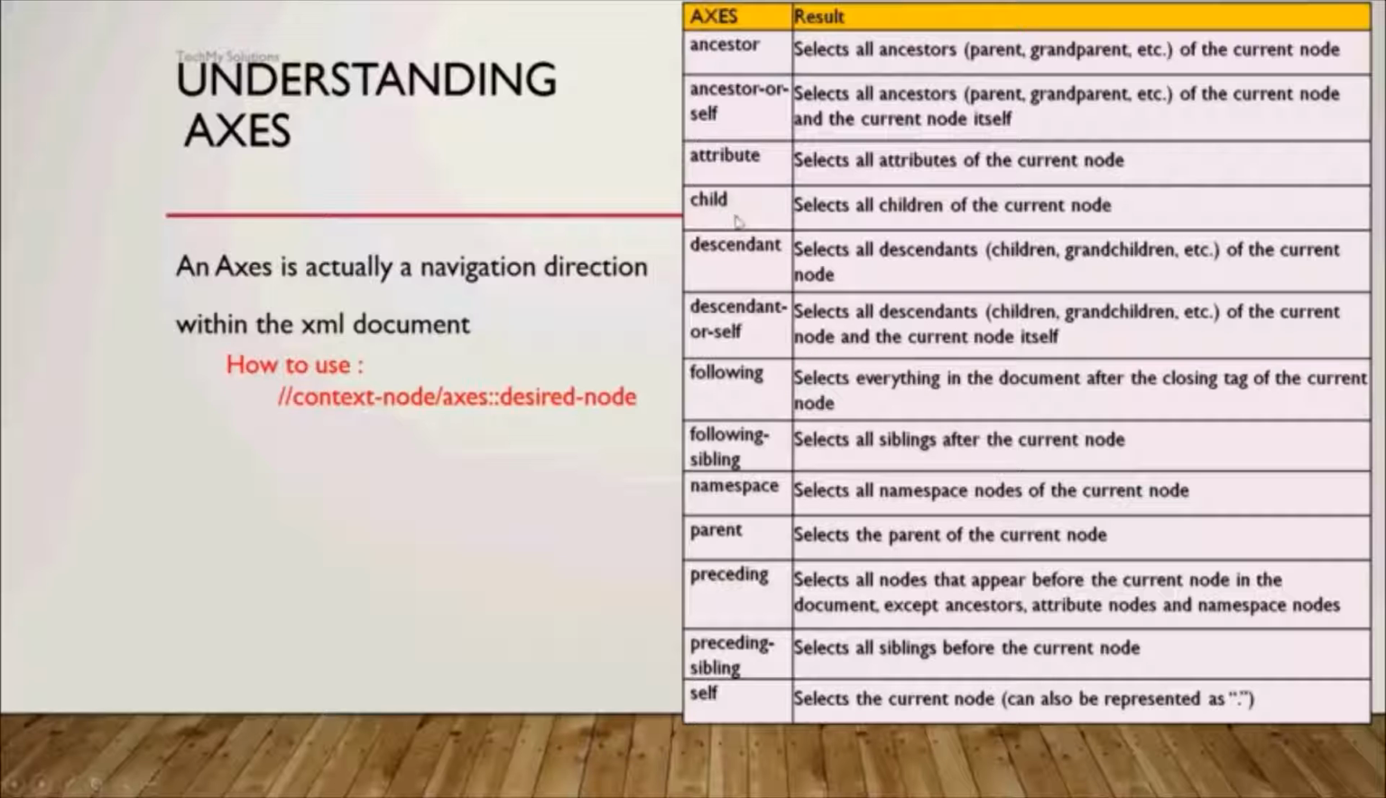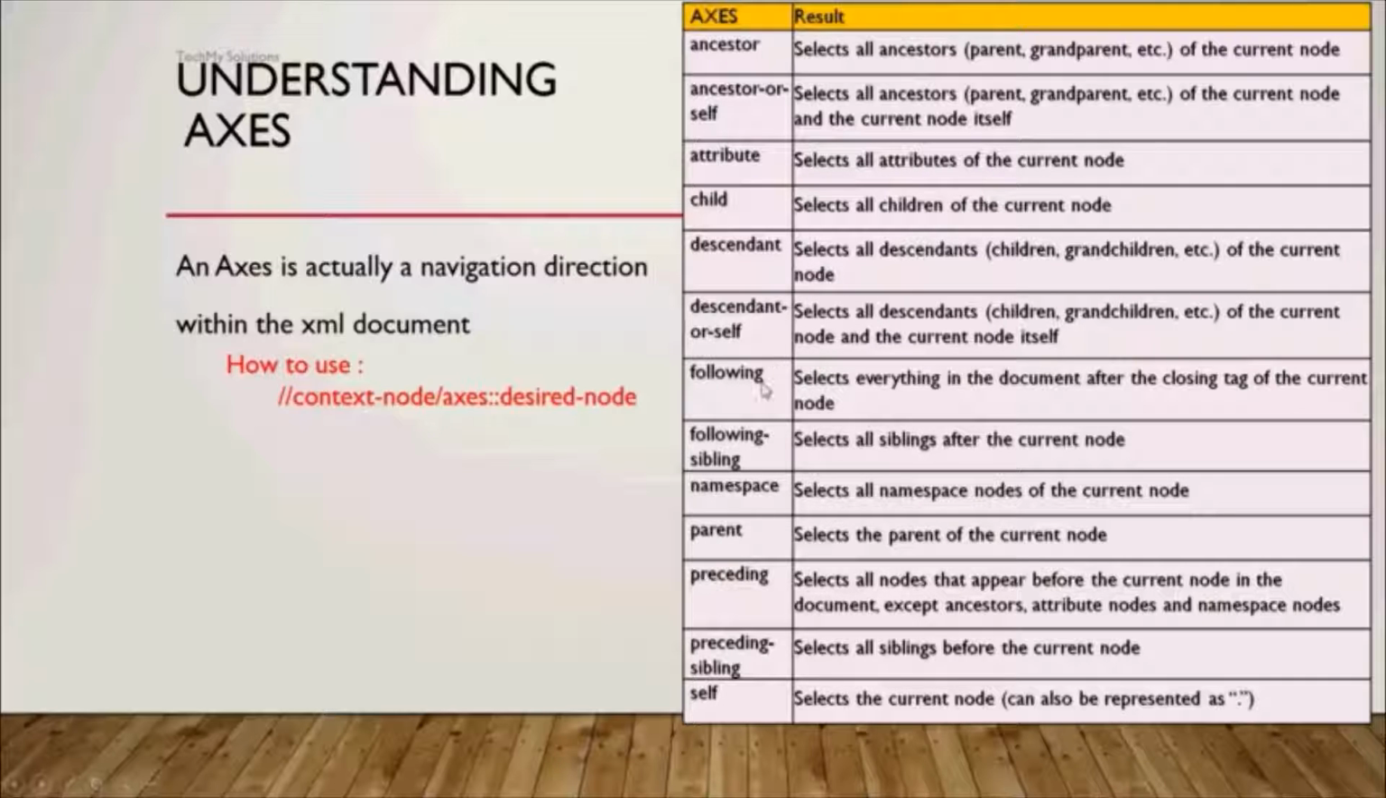The next is child. The child axis will select all the children of the current node. Then descendant. The difference between child and descendant is that child gives you the list of immediate children only, but descendant gives you the list of children as well as the grandchildren of the current node.